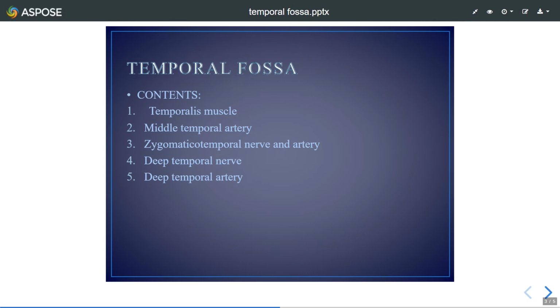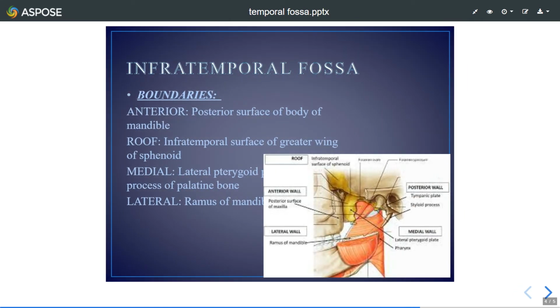Now we see about the contents of temporal fossa. It consists of temporalis muscle, middle temporal artery which is a branch of superior temporal artery. The third one zygomaticotemporal nerve and artery. Fourth one is deep temporal nerves which supply temporalis muscle, and the deep temporal artery which is the branch of maxillary artery. Next we are going to see about infratemporal fossa.